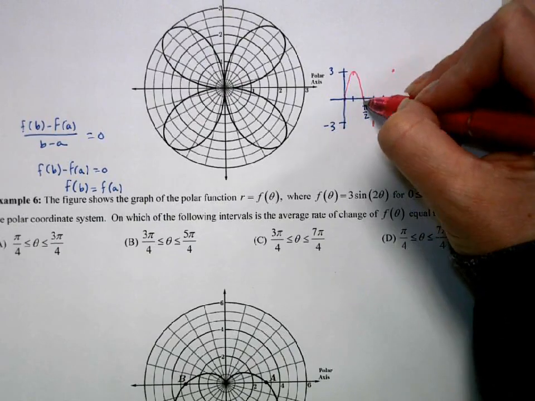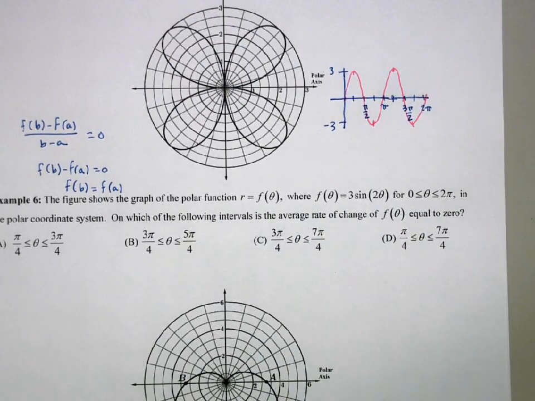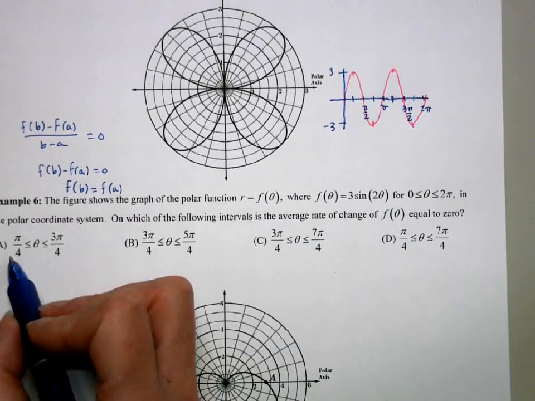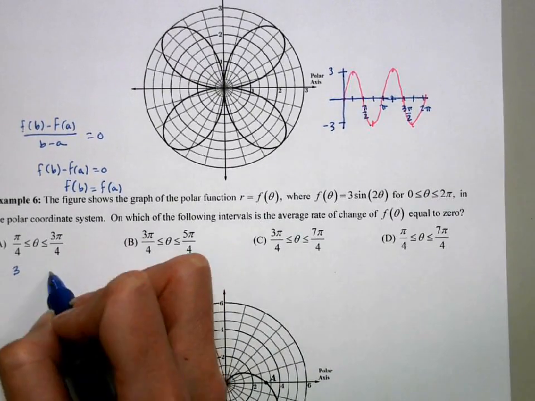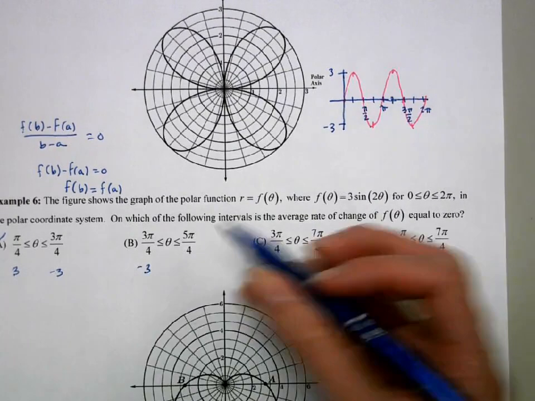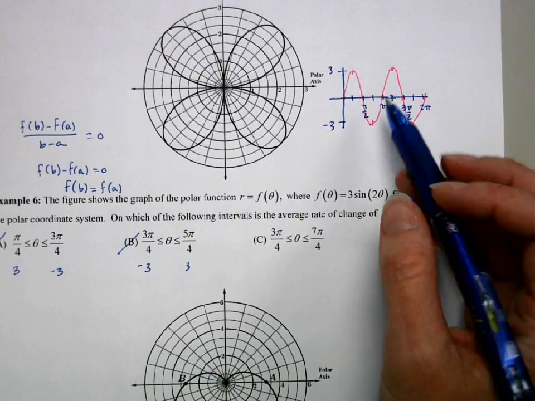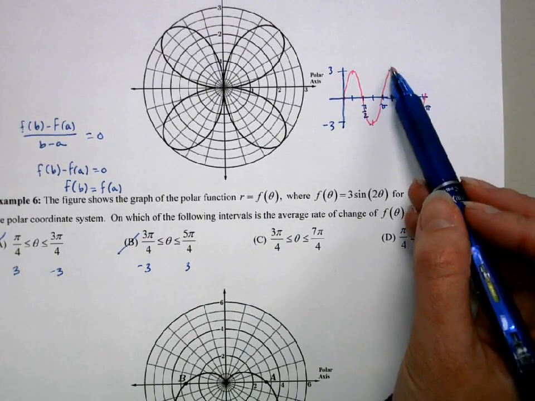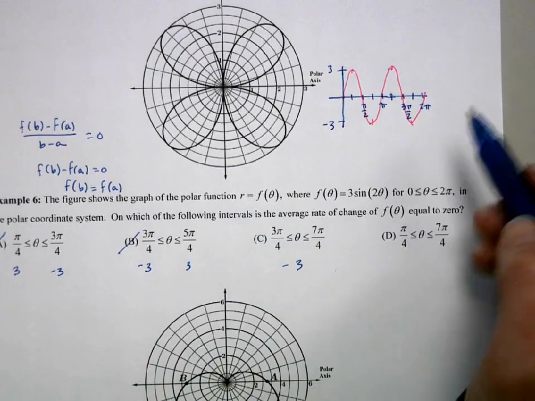So from here, I can look at what those values are, and I'm looking for 2 that are the same. So pi over 4 has a value of 3. 3 pi over 4 has a value of negative 3. 3 pi over 4 is still negative 3. 5 pi over 4 is positive 3. 3 pi over 4 is negative 3. 7 pi over 4 is negative 3.